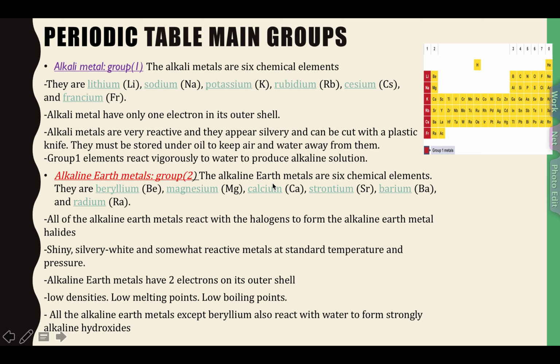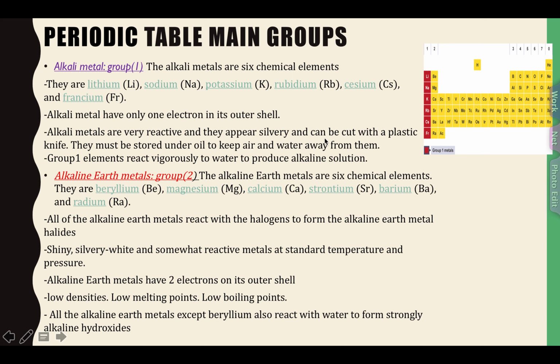Now, I'm gonna talk about the 8 main groups in the periodic table. So, first of all, the alkali metal group, which is group 1. The alkali metals are 6 chemical elements: lithium, sodium, potassium, rubidium, cesium, francium. Alkali metals have only one electron in the outer shell. Alkali metals are very reactive.